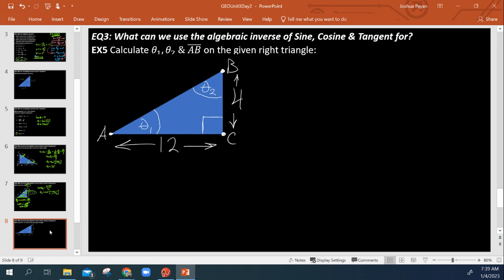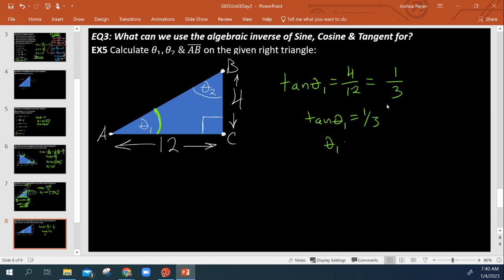So this one's a little bit different. You'll see why here in a second. So let's say I want to find theta 1, right? We're being asked to find both angles and this missing hypotenuse this time. Okay, so I can go ahead and use tangent theta 1 because I've got opposite and adjacent. So 4 over 12, well, I can reduce that just for the sake of reducing. So I can say tangent theta 1 is just 1/3.